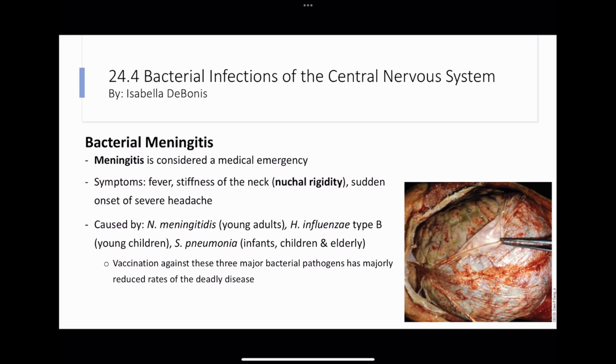So, one of them is Neisseria meningitidis, which can cause sepsis down the road. And complications are a major reason that antimicrobial treatment fails for meningitis, which is why vaccination is really essential against all 3 of these bacterial pathogens, and it has majorly reduced the rates of the deadly disease. However, Listeria does not have a vaccine since it is a new infection.